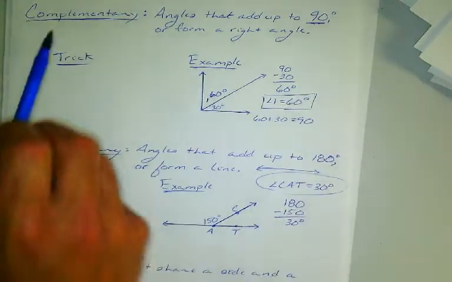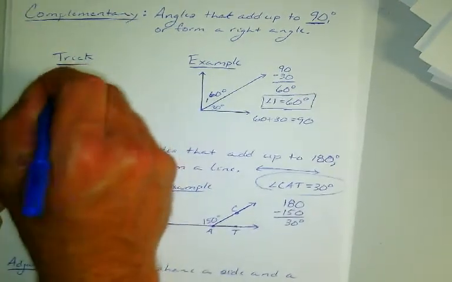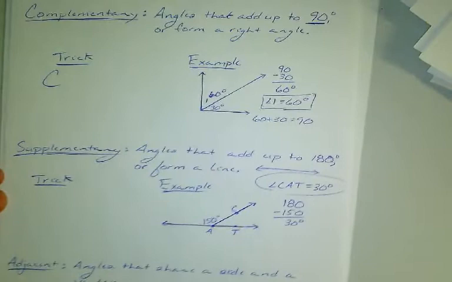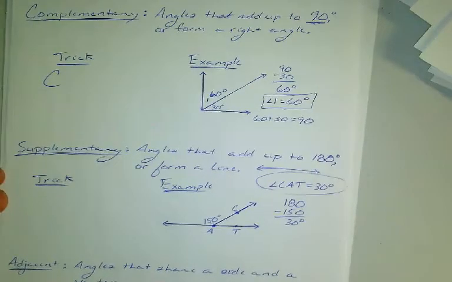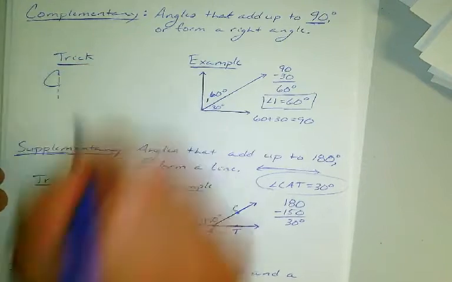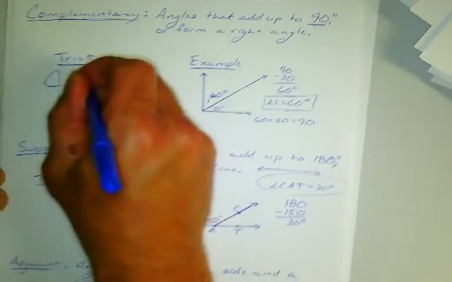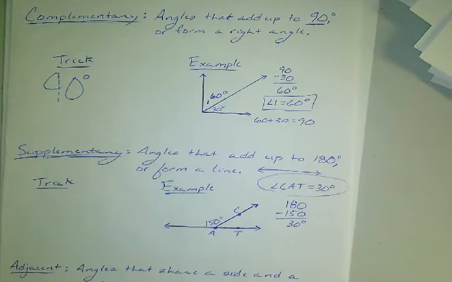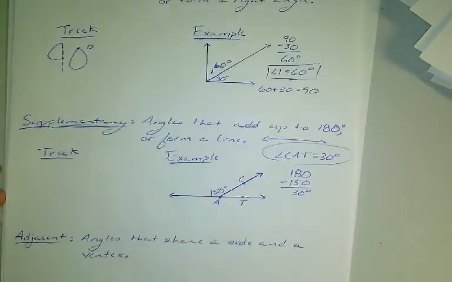For complementary, it starts with the letter C. You draw a C. Well, guess what a C can turn into? You can turn a C into a 9 for 90 degrees. So there's my complementary trick. I didn't invent this. It's probably been around forever.